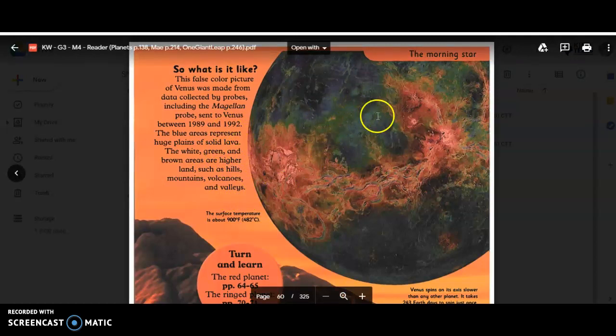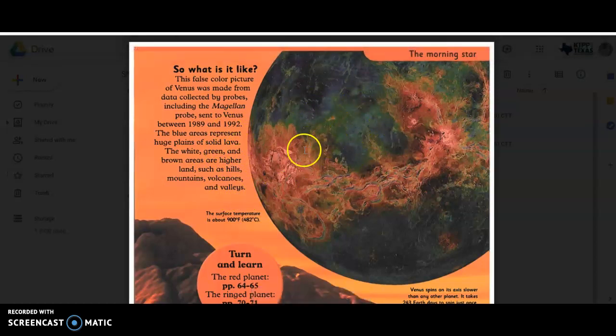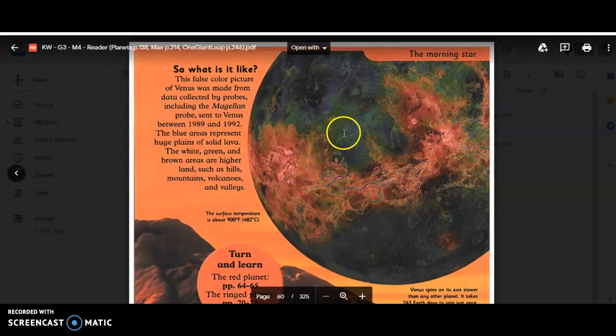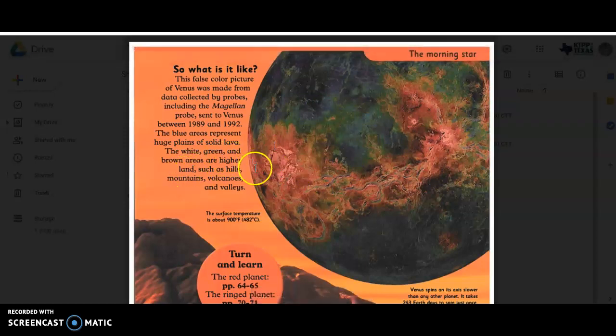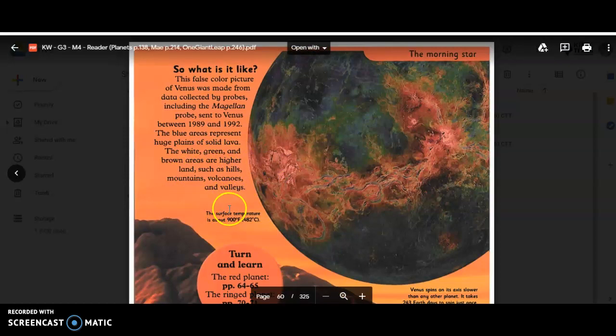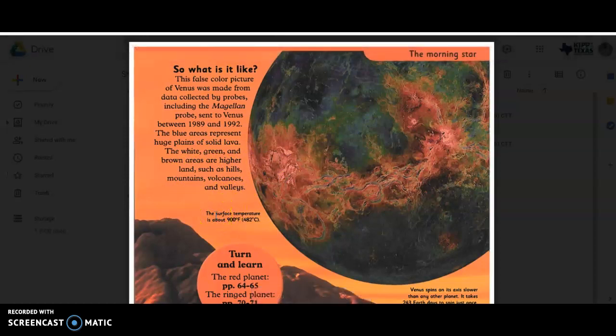So as you can see in the picture, the brown, the white, and the green, those are showing us all the hills and volcanoes and mountains and valleys that are on Venus. Then we look at this little caption by the picture. The surface temperature of Venus is about 900 degrees Fahrenheit. So on a hot day in Houston, it might be 100, 110 degrees. Venus is 9 times hotter than that.